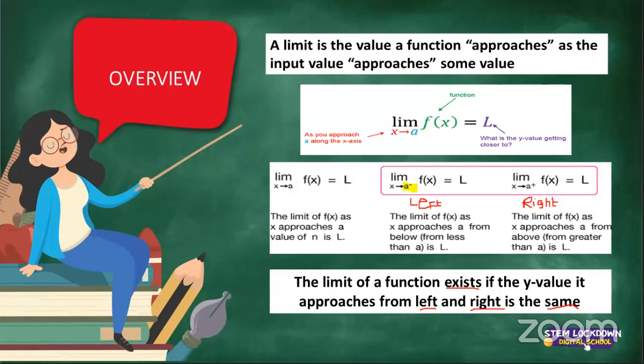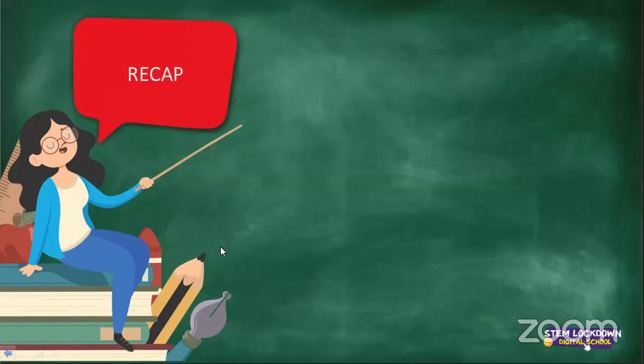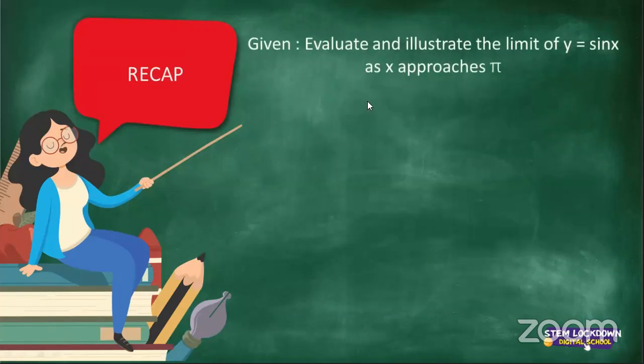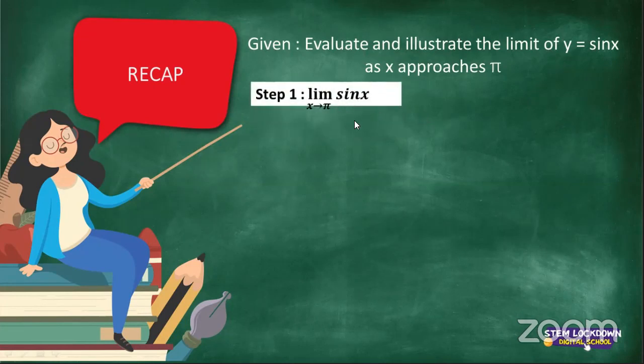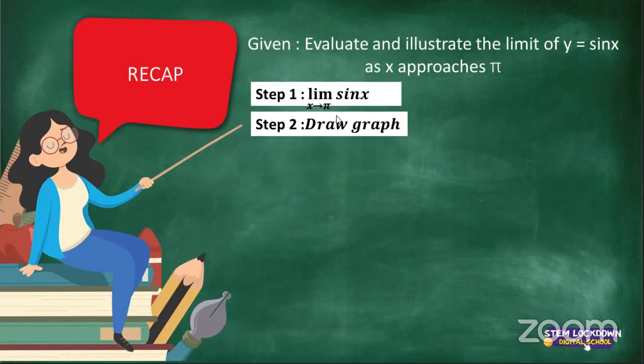So moving on, I just want us to recap from what we did yesterday. This was supposed to be part of your homework, but I just want to show you what I was expecting from you. If you're asked to evaluate and illustrate the limit of a function, this is our function in this case, as x approaches pi. What you need to do is write the notation first. So you write, I'm supposed to find the limit as x approaches pi, and my function is sine x. So you write the limit notation. And then the second step is to draw your graph.